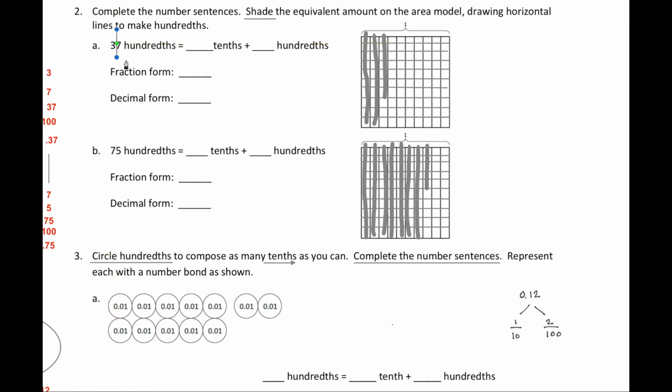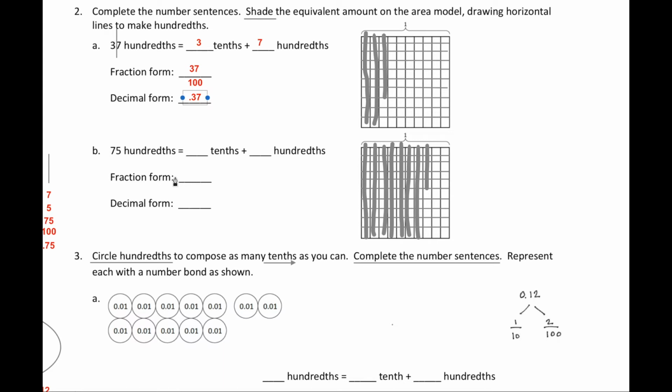So, split it down the middle. 37 hundredths equals 3 tenths and 7 hundredths. In fraction form, this is 37 over 100. In decimal form, it equals 0.37.